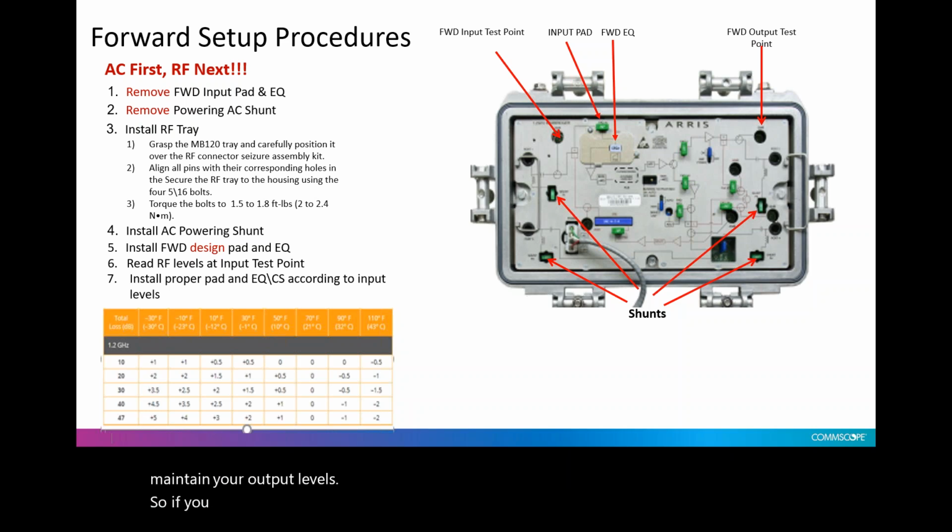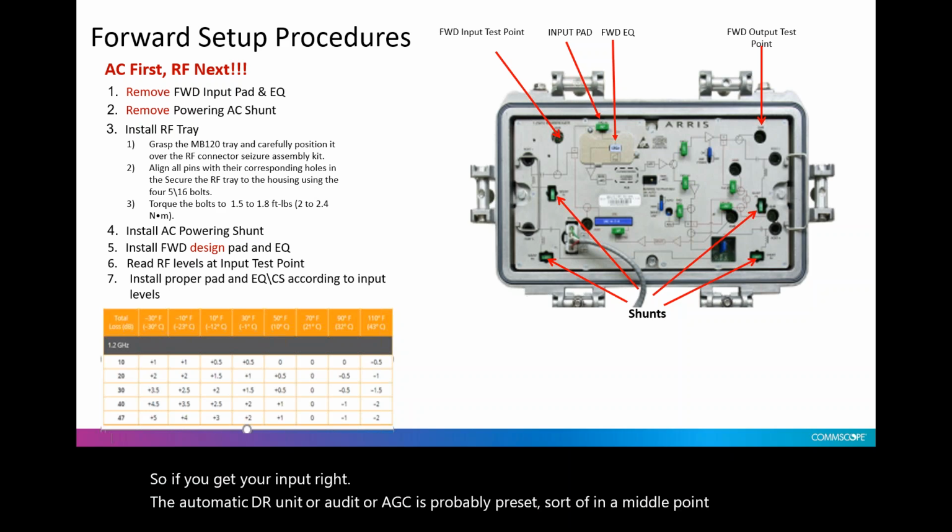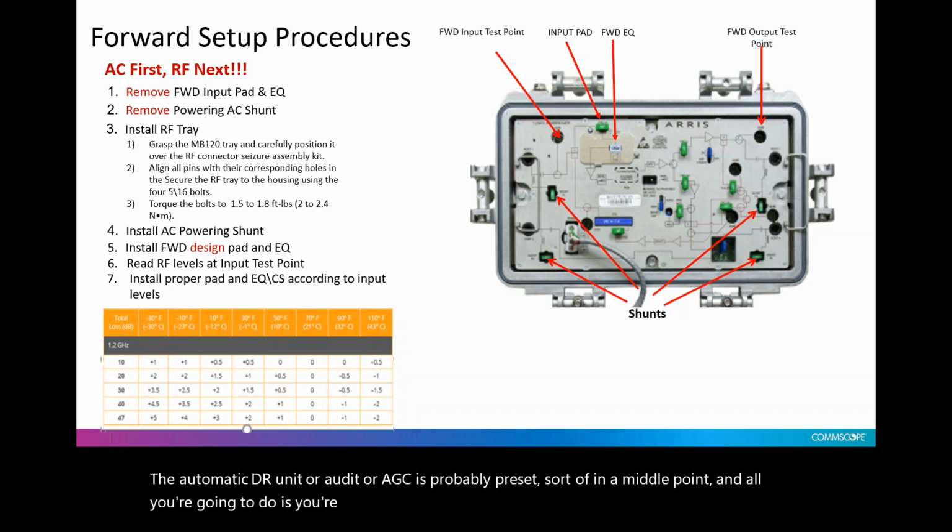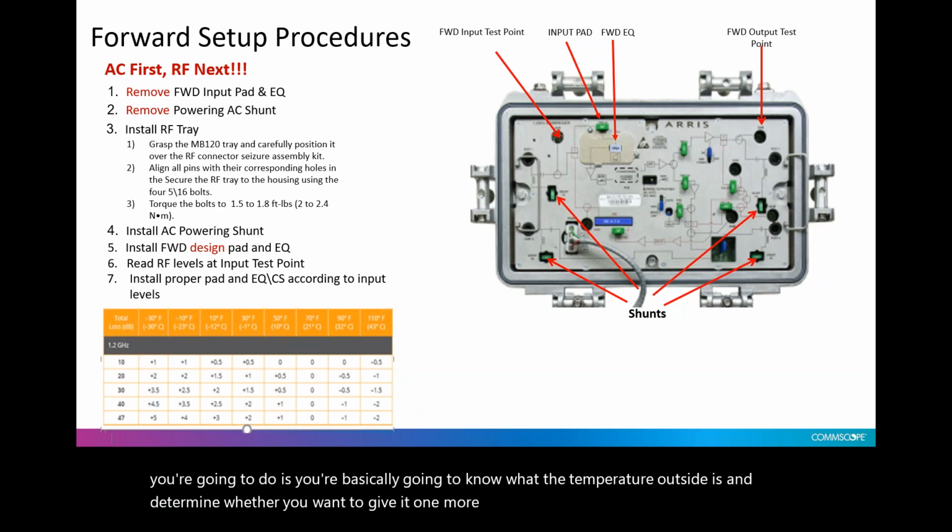So if you get your input right, the automatic drive unit or AGC is probably preset, sort of in a middle point. And all you're going to do is know what the temperature outside is and determine whether you want to give it 1 more dB of signal because it's cold, or take 1 away because it's warm or hot outside.